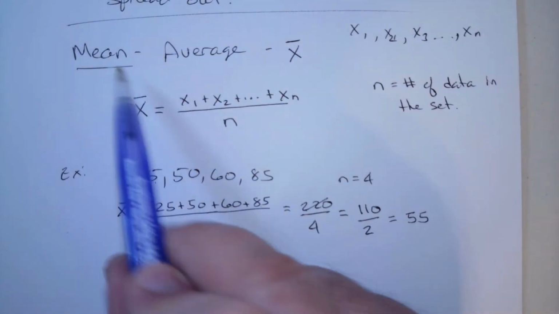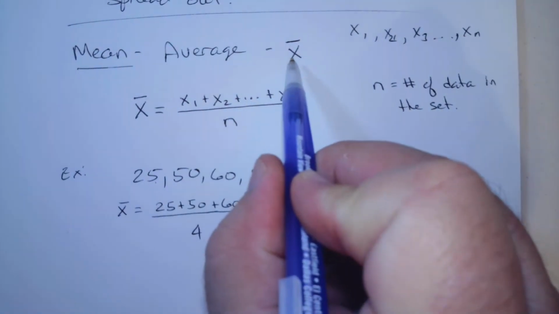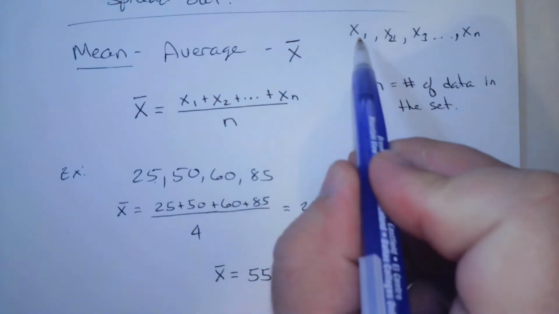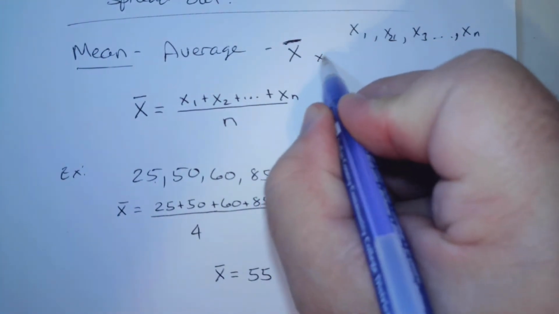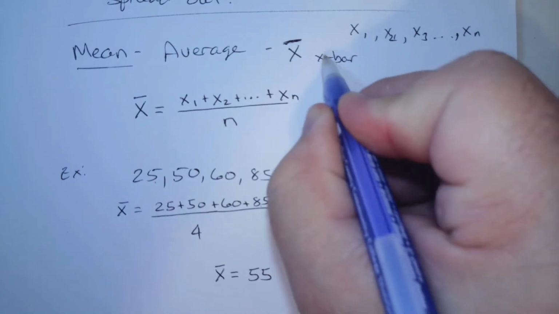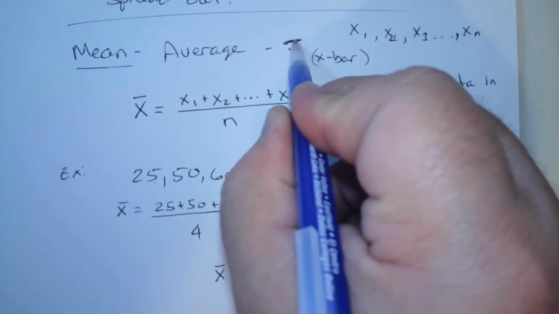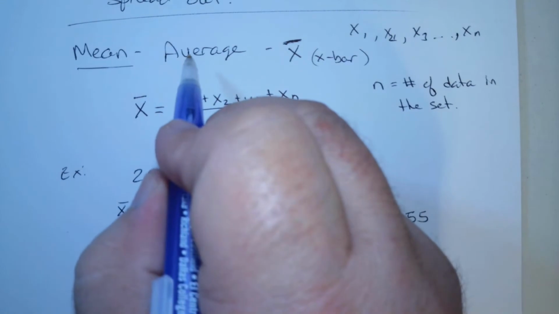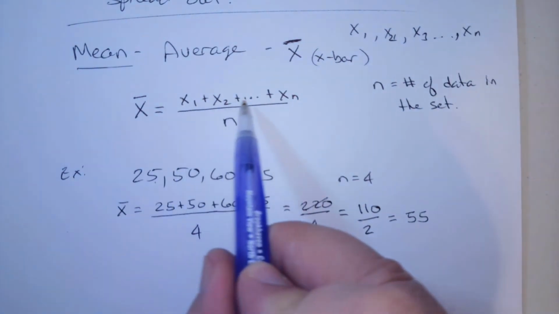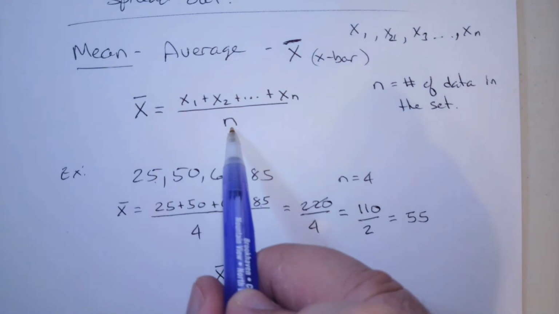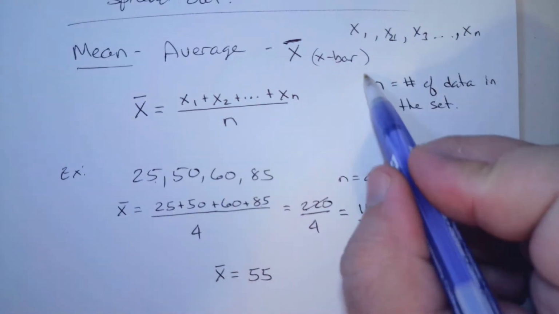So let's start with the mean. Mean is an average. It's represented by the letter x, because that's our data set, and it's read x bar. Whenever you see an x with a line over it, that means it's the mean, the average. The formula for the average is just add up all your data points and divide by how many you have. And n is the number of data points.